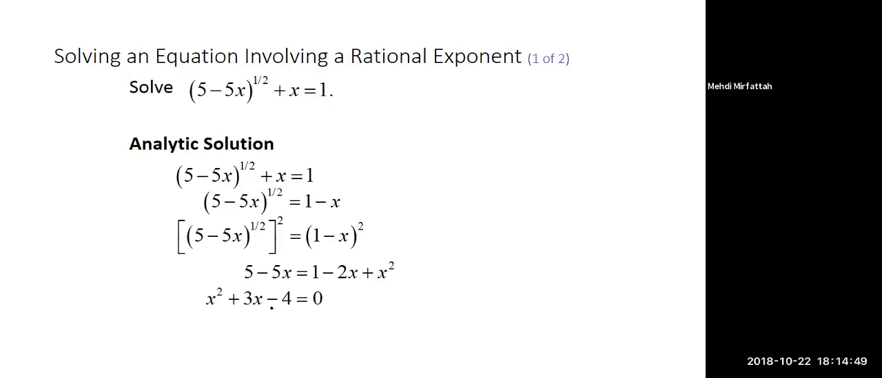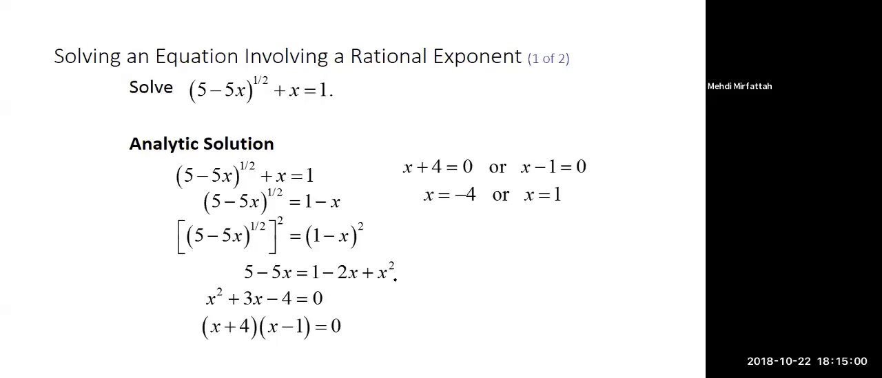I'm going to move everything to one side of the equation and see if we can factor this. If we cannot factor, then use the quadratic formula. In this case, it is factorable, to get x equal to -4 and x equal to 1. Don't forget to check your answer for both of them.